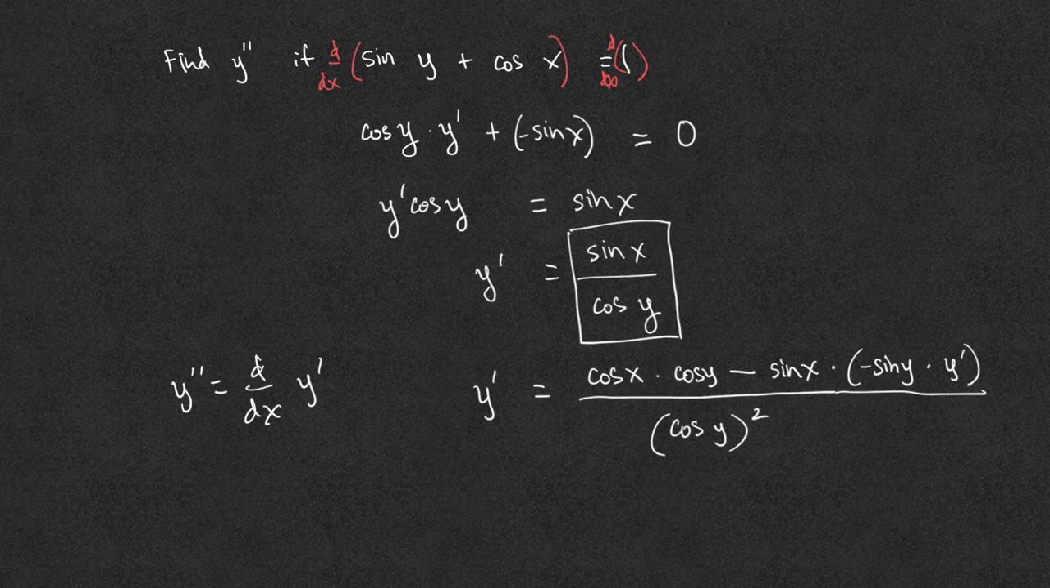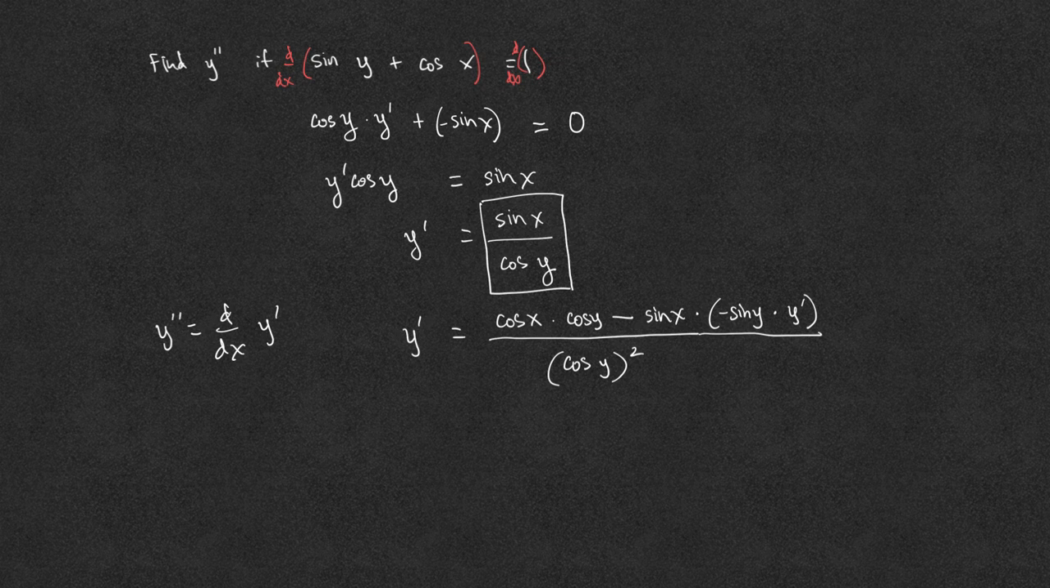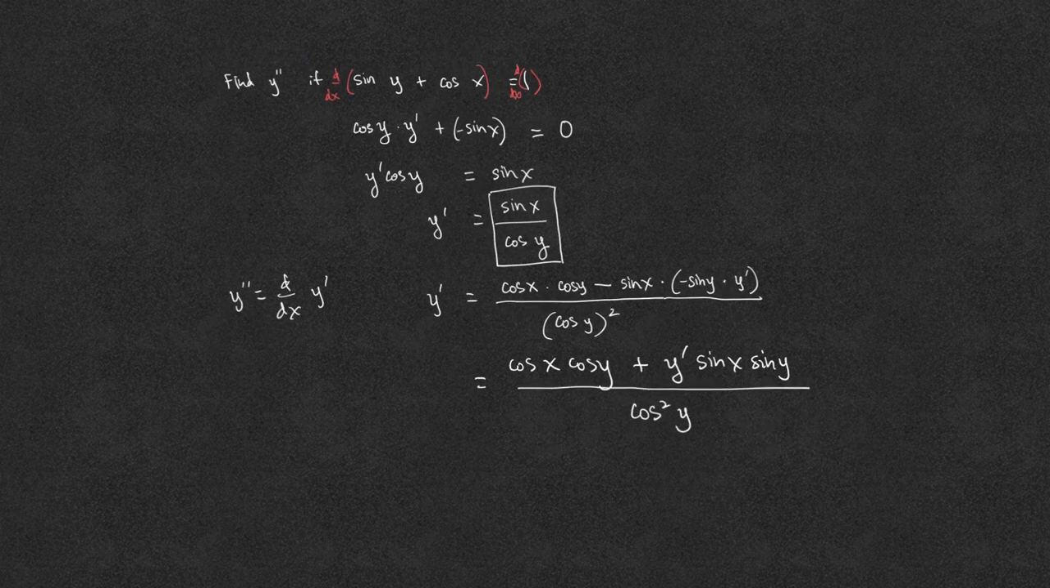And then we simplify this expression. Cosine of x times cosine of y is cosine of x cosine of y. A negative sign times a negative is a positive plus, and we have y prime sine of x sine of y. In the denominator, we have cosine squared of y. Cosine of y, the quantity squared, is cosine squared y.